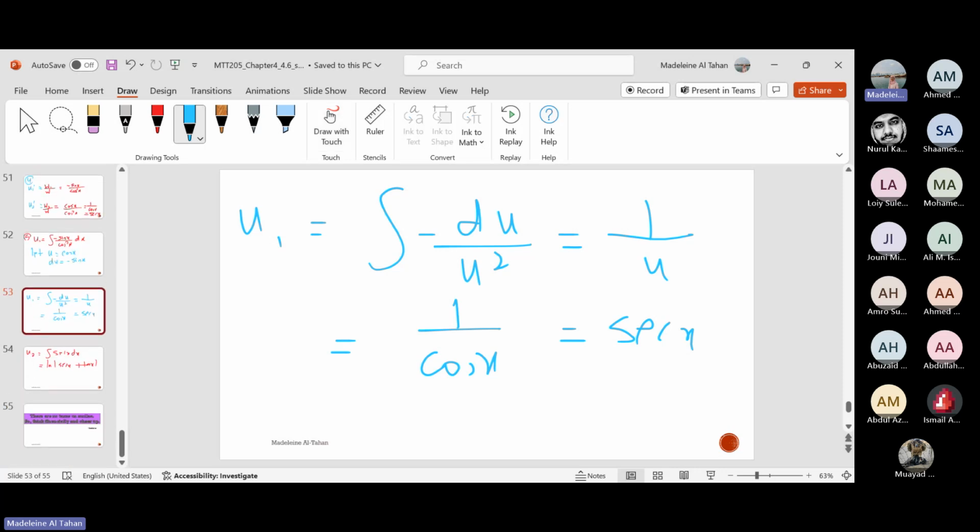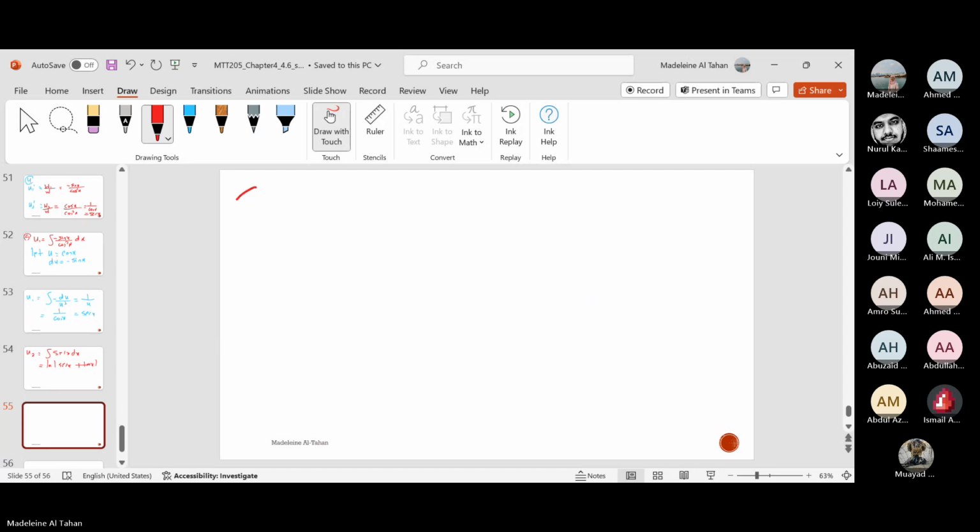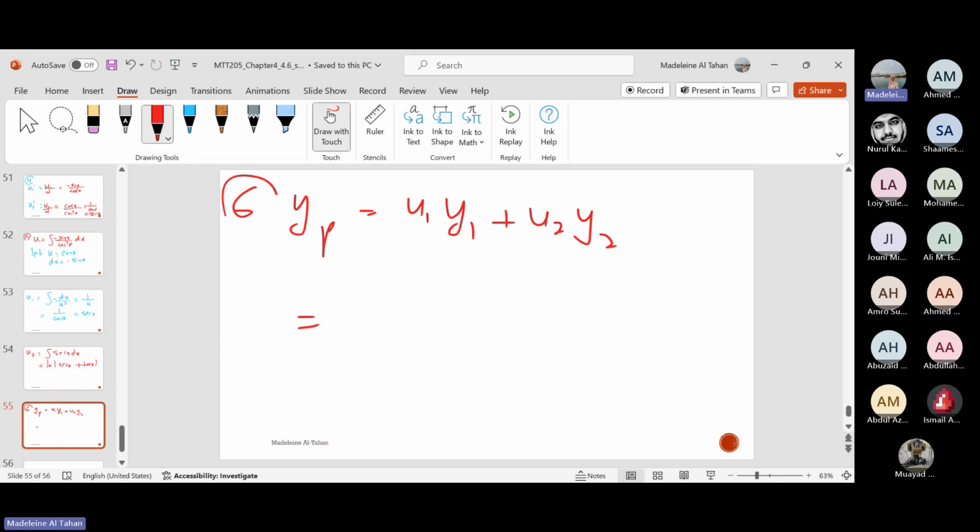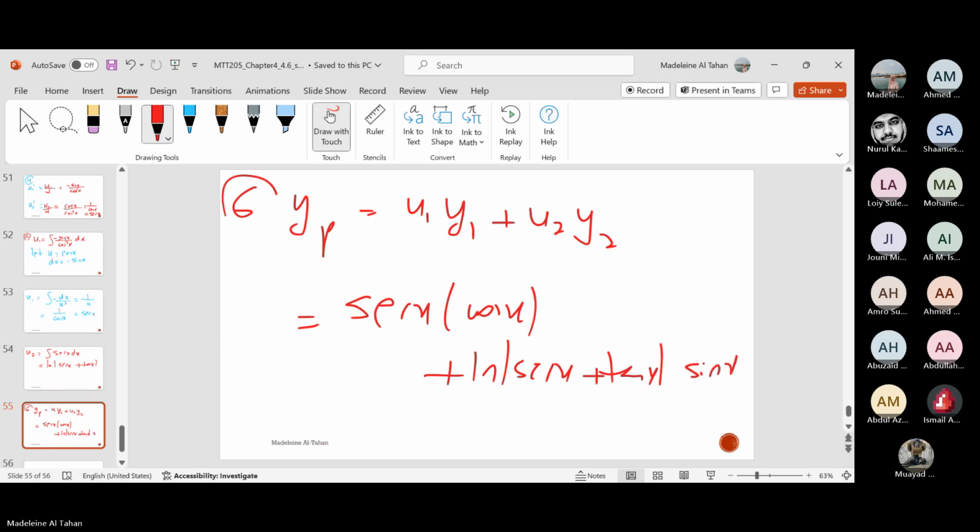What's the next step, miss? The step number 6. Yp is U1 y1 plus U2 y2. U1 was secant x, right? Multiplied by cosine x, plus U2 times y2. These two terms, they are equal to what? 2, 1.